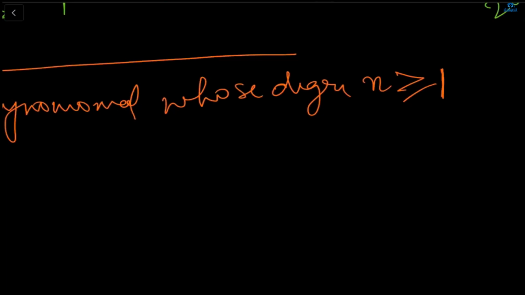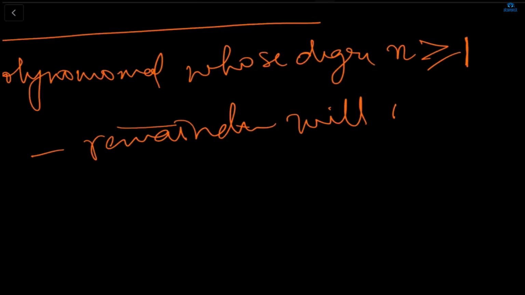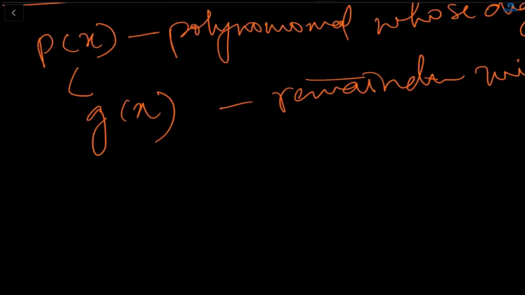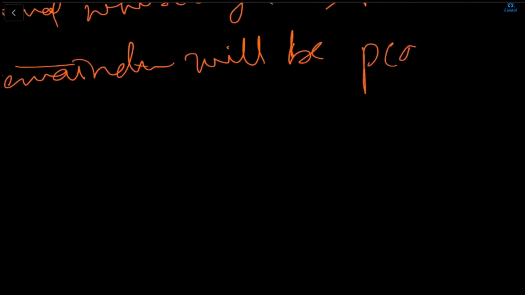If the degree were less than 1, it would be a constant polynomial, so it should be at least a linear polynomial. When you divide this polynomial by g(x), the remainder will be p(a), where g(x) is x minus a. Now, to make it understood, we'll see the proof.